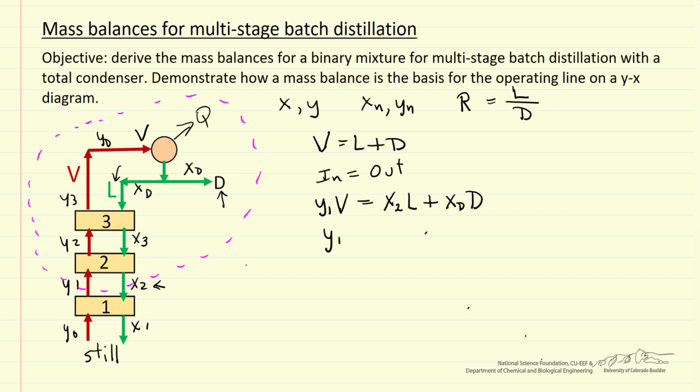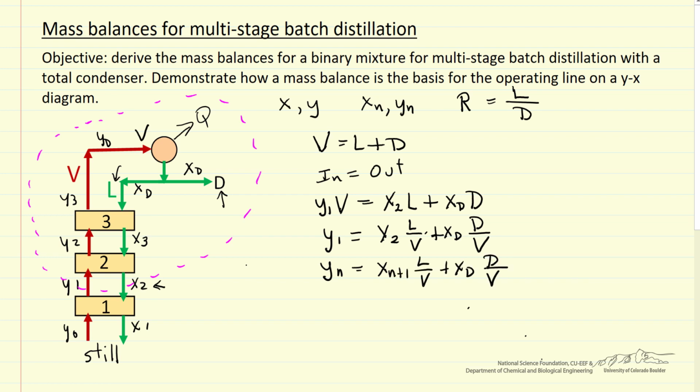Let me rearrange it. So here's the rearranged version. And in general, I could write it this way. So this would be N plus 1. In other words, I could have picked to do the balance around the exit in stage 3, stage 1, and of course in a system we could have more than 3 stages. So this is a general form of that balance.